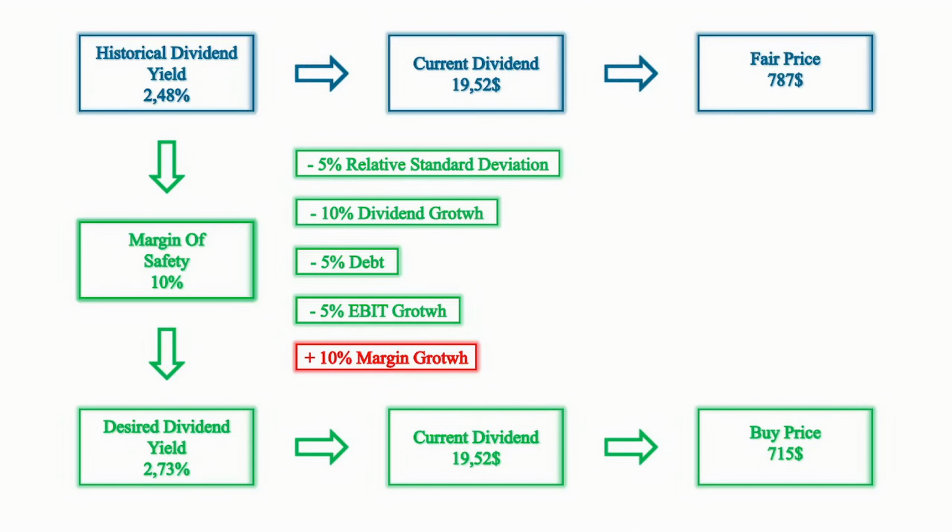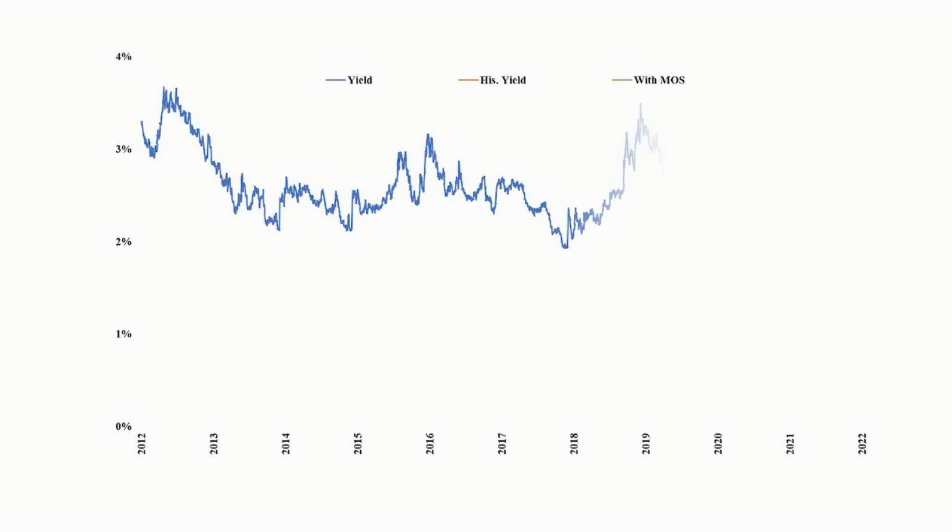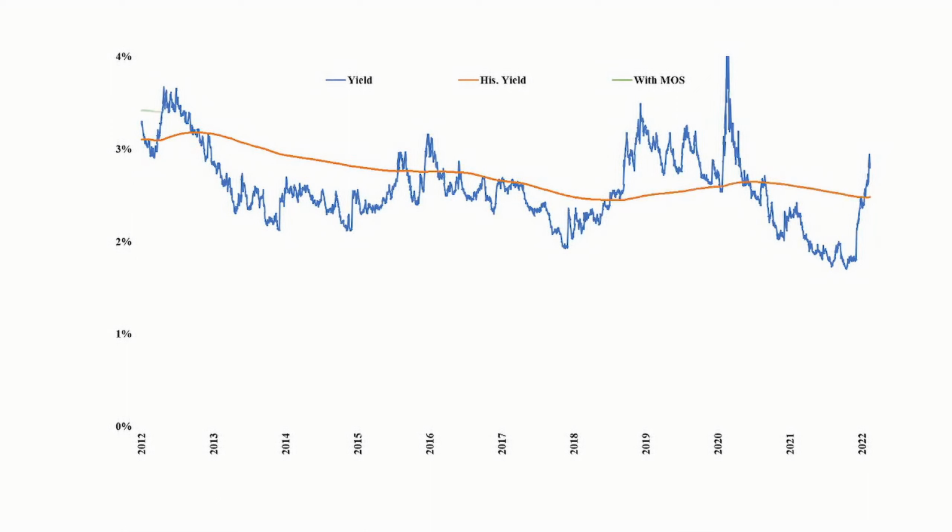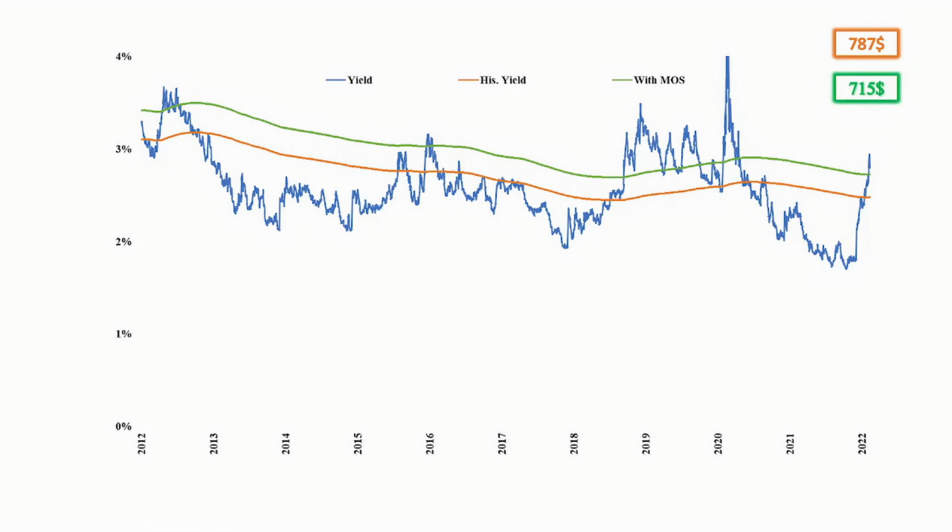These values can also be shown graphically in the chart for the historical dividend yield. This is done by adding the margin of safety to the historical yield line. This then gives a new line which always lies 10% over the yield line. As seen in the graph, the historical yield line and the margin of safety line are under the yield curve. Therefore, I consider the stock as undervalued. Finally, I consider the stock at its fair value when the price is $787. I will buy the stock at $715, and the stock price is currently at around $700.